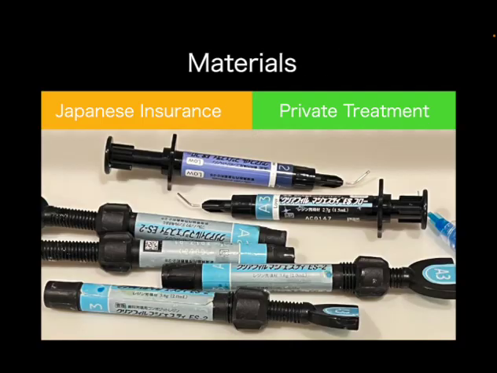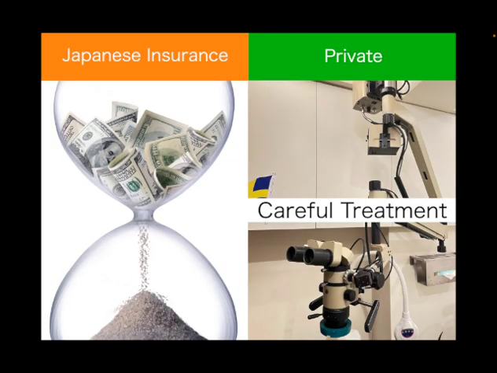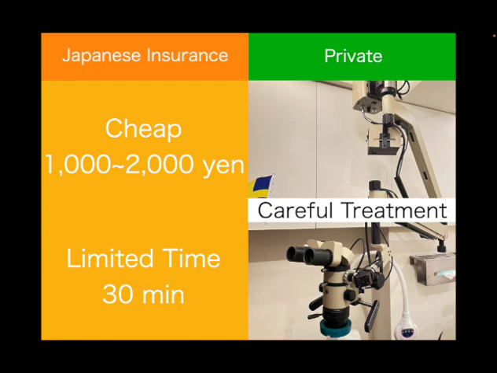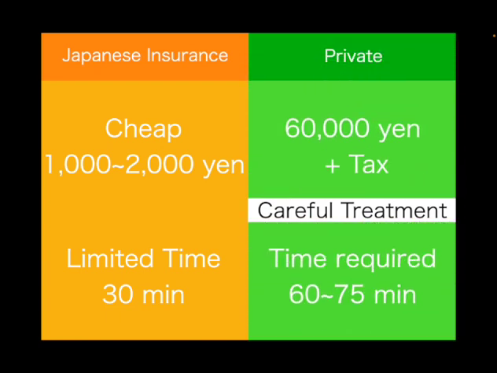The Japanese national insurance fee is very cheap, from 1,000 yen to 2,000 yen. So we only need 30 minutes to treat a cavity. The private treatment fee is 60,000 yen plus tax and requires more than 60 minutes. There are huge differences, so please decide how to treat the cavity by yourself.